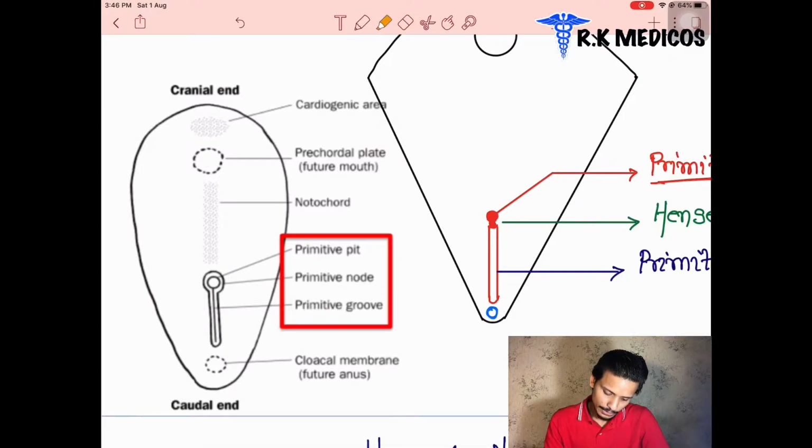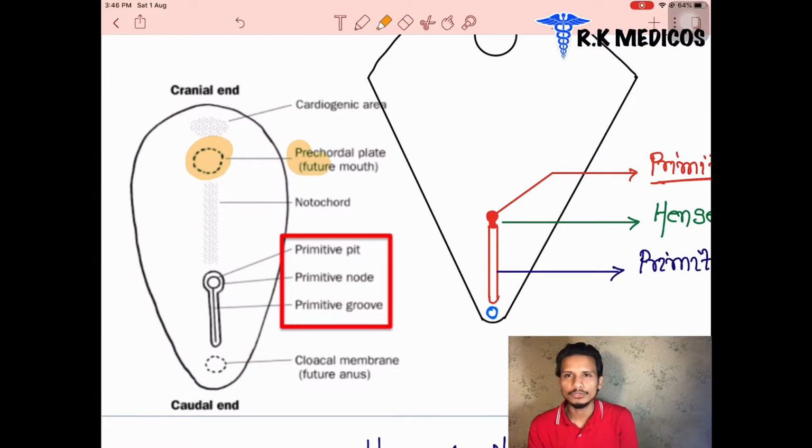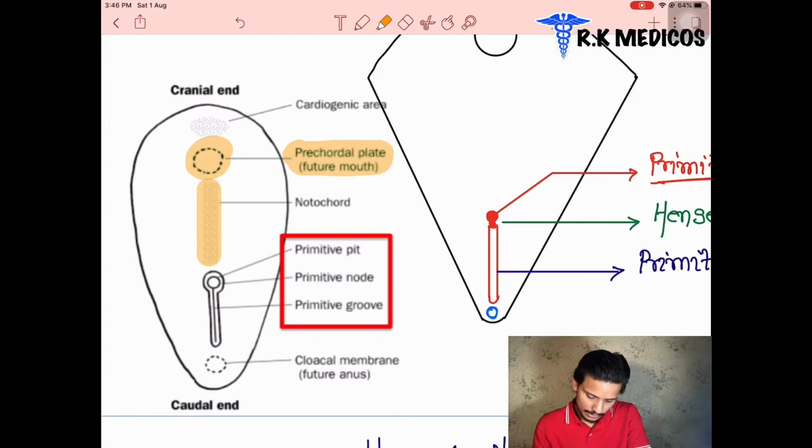Here is the precaudal plate. That is the future mouth development. I already told you that the buccopharyngeal membrane is going to rupture. And this is the notochord. I already told you about the notochord. We are also going to see the development of the neural tube, wait for it. So this is the notochord, and below it there is the primitive pit. We can see here the primitive pit, primitive node, and this is the primitive streak, and below it the cloacal membrane. They are the future anus and future mouth.